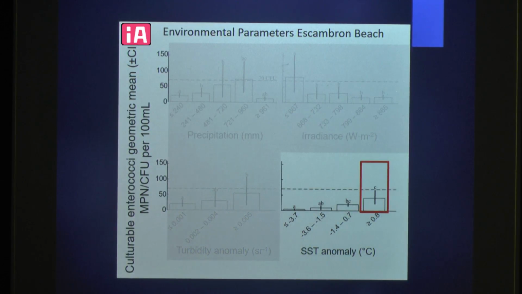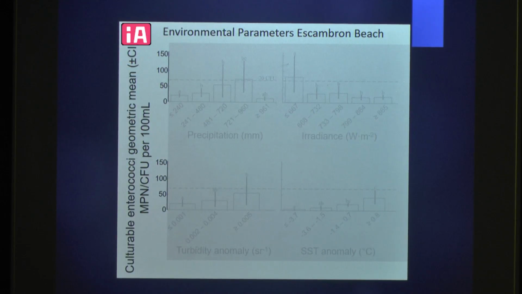And finally, with sea surface temperature anomaly, just warmer than average or cooler than average, it didn't really cross that BAV value suggesting a public health concern. However, when you look individually at each one of these bins, you can see that the concentration of the bacteria is significantly increasing, which could lead to crossing that threshold and suggesting a public health concern in this location.